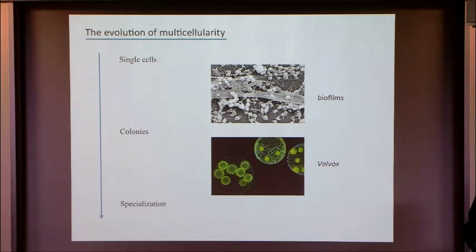And so it's relatively easy to get single cells to aggregate into colonies. Bacterial biofilms are a common example. And we heard in Oscar's talk this morning, it's relatively easy in experimental evolution settings to get yeast to grow into clumps and things like that. It seems to be a bit harder to actually grow truly multicellular organisms.